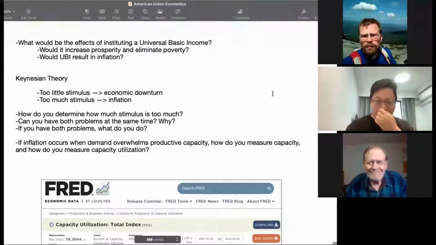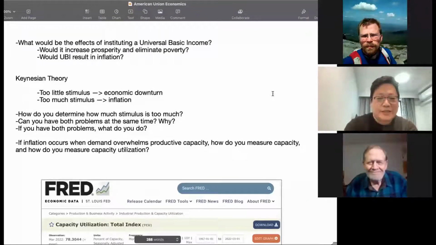So, what would be the effects of instituting a universal basic income? What could economic analysis tell us of what would happen? Would it increase prosperity and eliminate poverty? Would UBI result in inflation is a very common question.